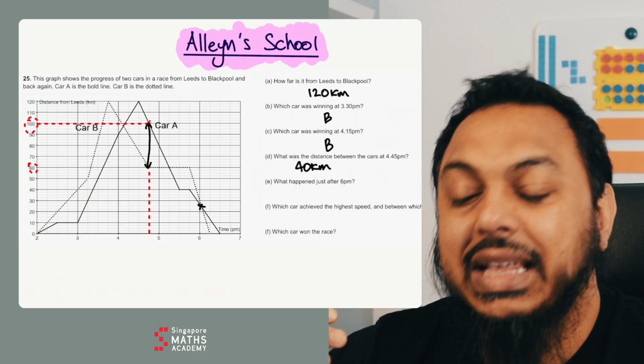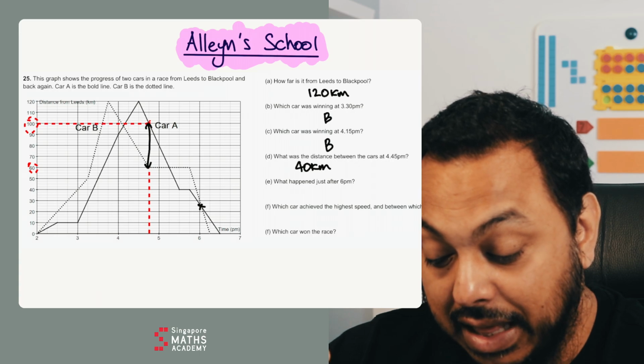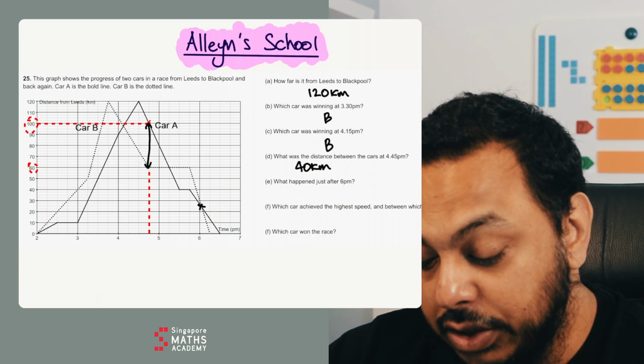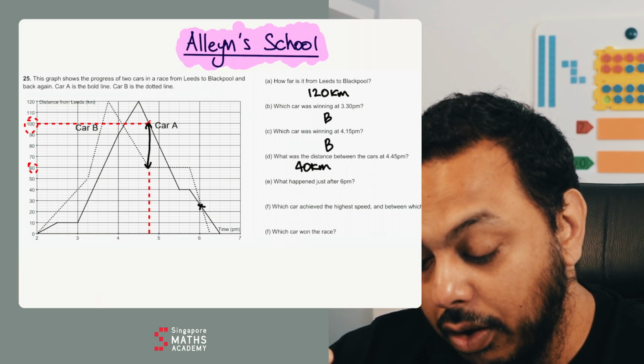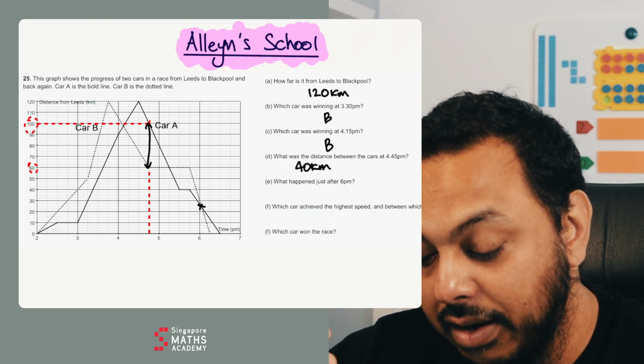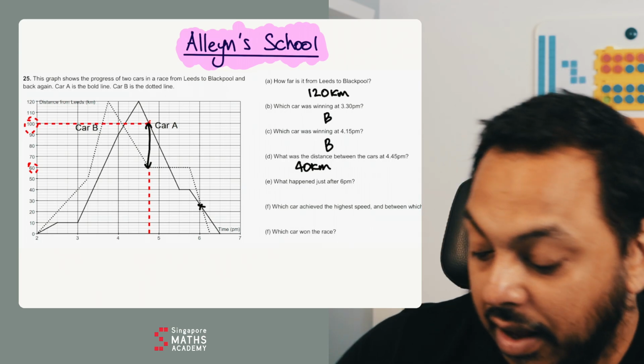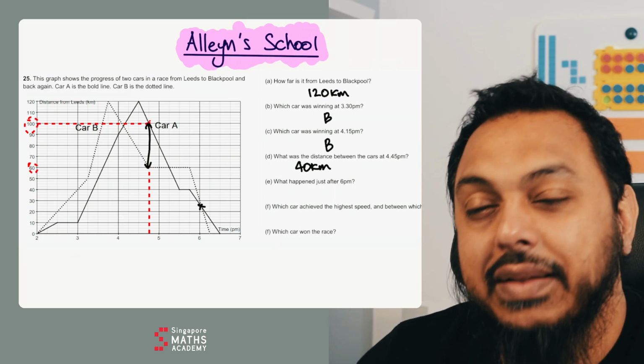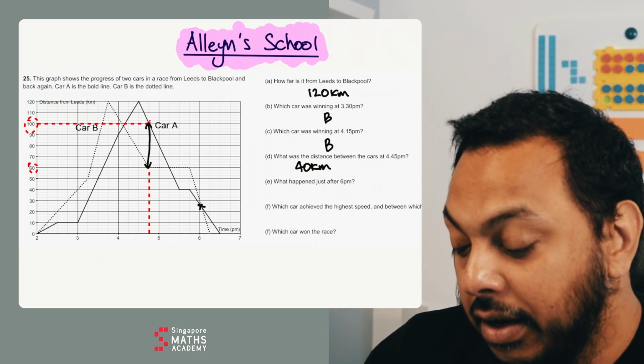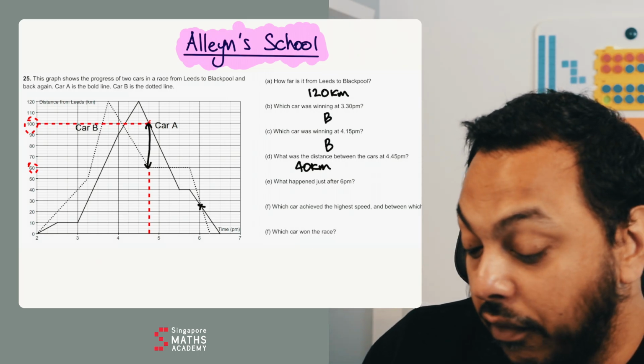And so you can even say that car B started to overtake car A at this point. And so you can write many different things, right? They are at the same place. They met at the same place. They're the same distance away from Leeds or the same distance away from Blackpool.